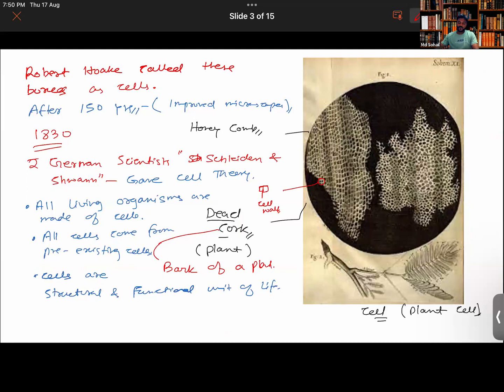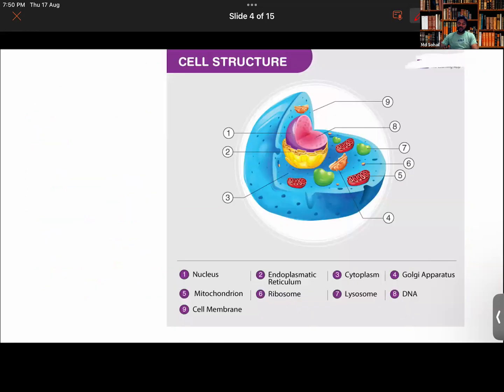Now, do you know the egg that is laid by a hen? That in fact is also an example of a cell, right? So what does it mean? It means that the size of the cell can vary. Their shape can also vary.